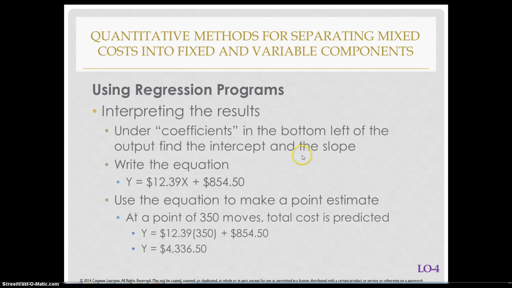So use the equation to make a point estimate at 350 moves. The total cost is predicted here. So we get y equals 12.39 times 350 plus 854, or $4,336.50. So we can use this regression to grab our slope and our fixed cost based on the scatter plot data, and then create this equation to estimate other costs or other points on our graph.